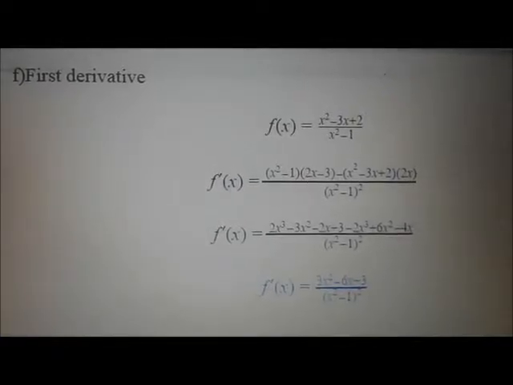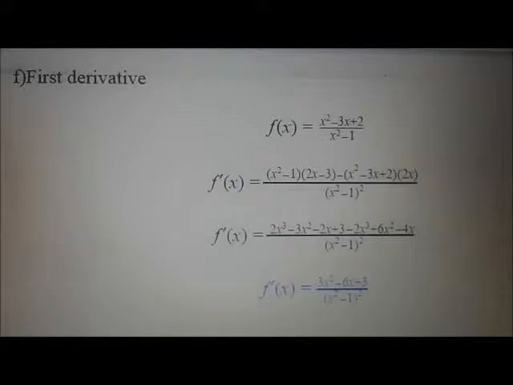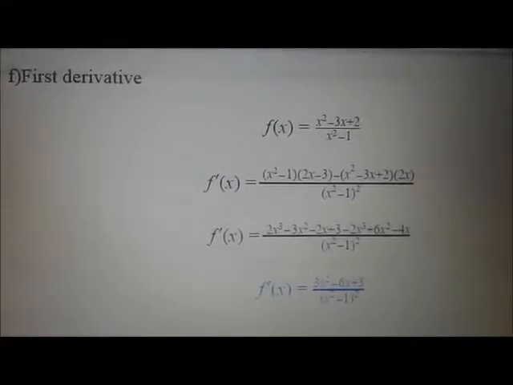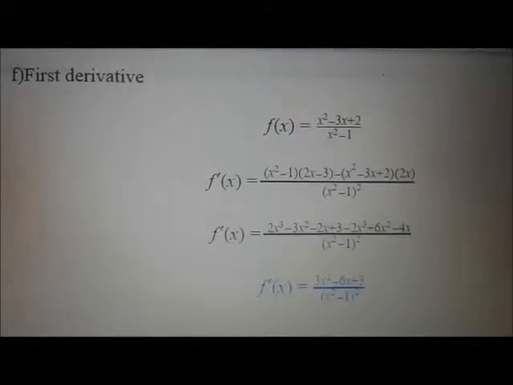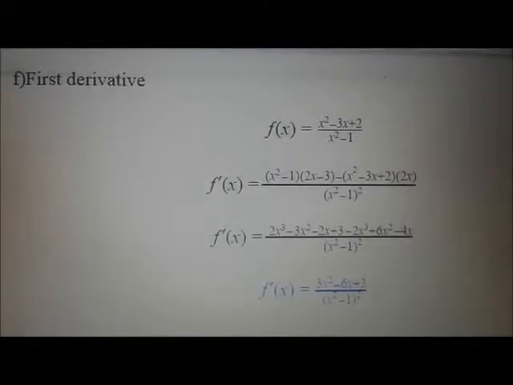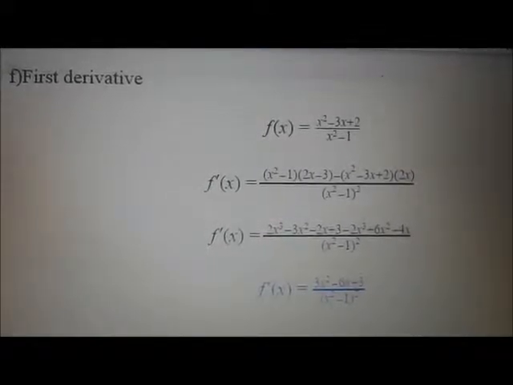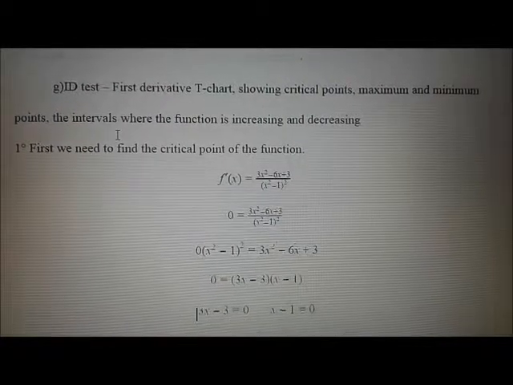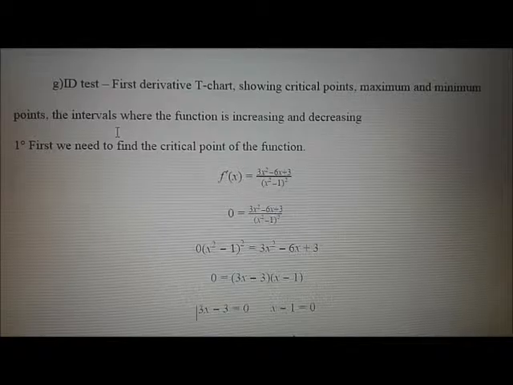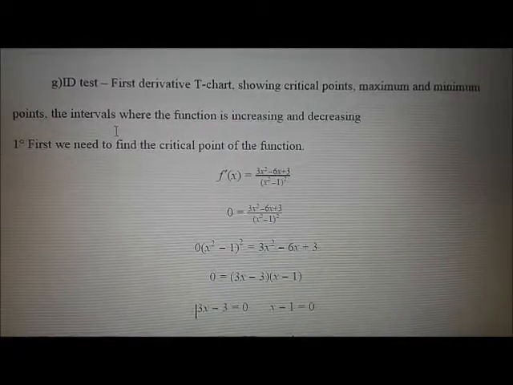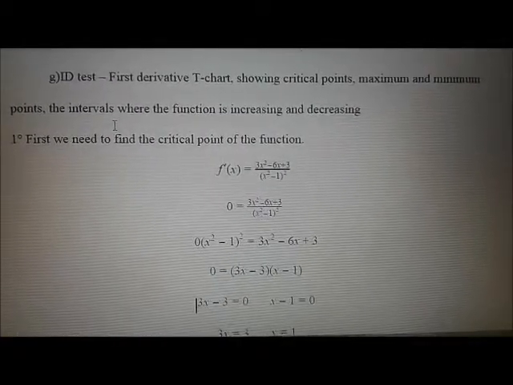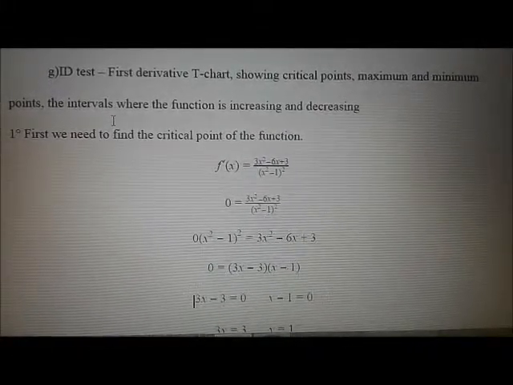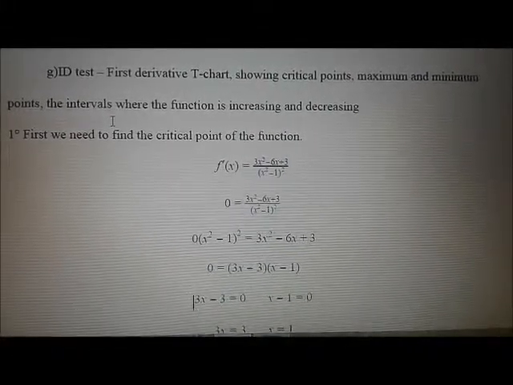The final answer, the first derivative of our function, is 3x squared minus 6x plus 3 divided by x squared minus 1 squared. The letter G is the I-test. That means that we need to find the critical points, the maximum and minimum points, and the intervals where the function is increasing and decreasing.